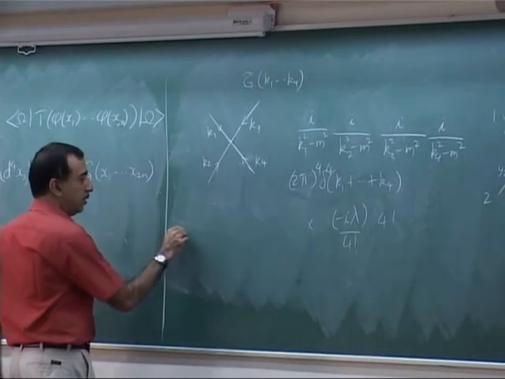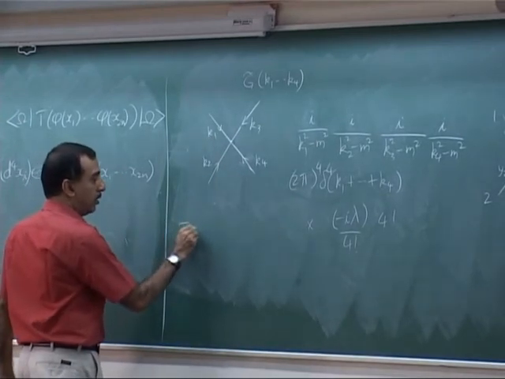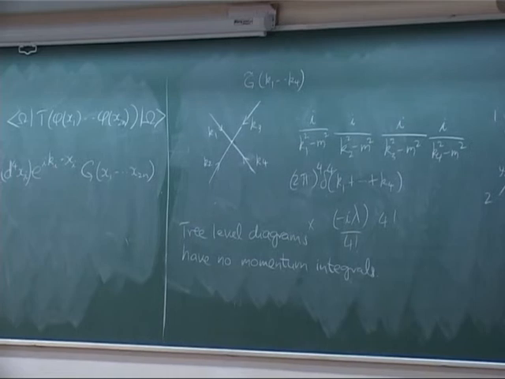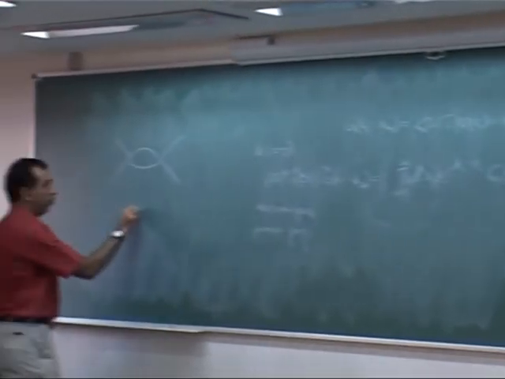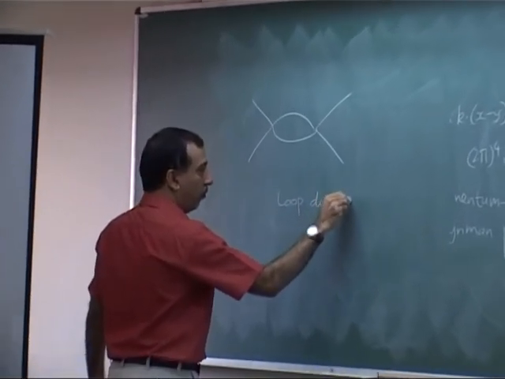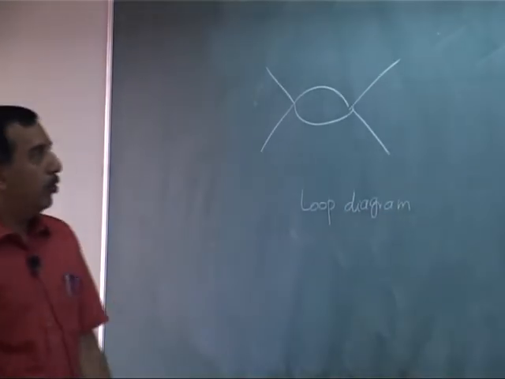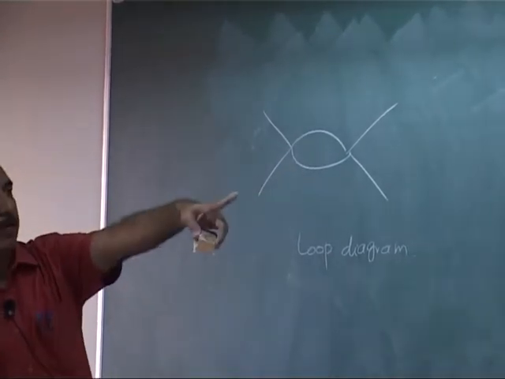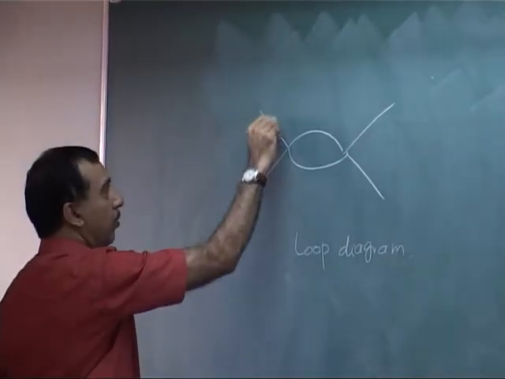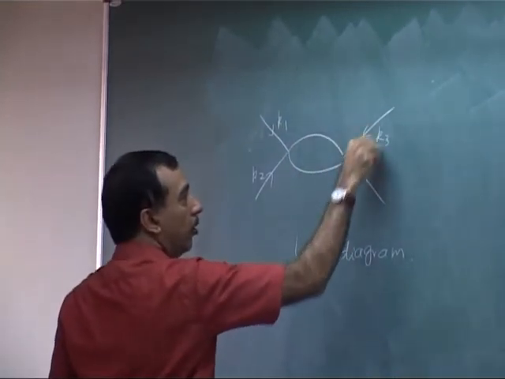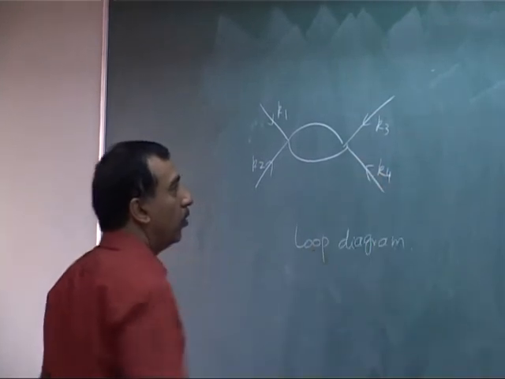And this is part of a general feature, which is that tree-level diagrams have no integrals. So which is a diagram that does have a momentum integral? This one. This is a loop diagram. Now how would we do this in momentum space? The first thing is, this is a correction to that one. So the labeling better be the same. So k1, k2, k3, k4.